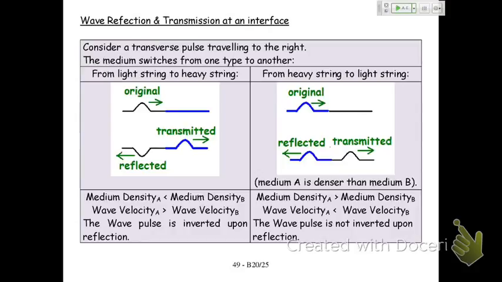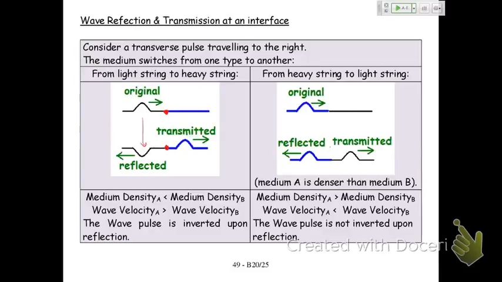If I'm going from a light medium to a heavy one, you'll always get transmission and you'll always get reflection, but the bit of reflection is inverted. It's almost like that end is fixed. You're going from something light to something massive, a thin string to a thick string. It's almost like that end has more inertia, so it's like a fixed end. So what you get reflected, not a lot, is inverted. There's a phase shift.